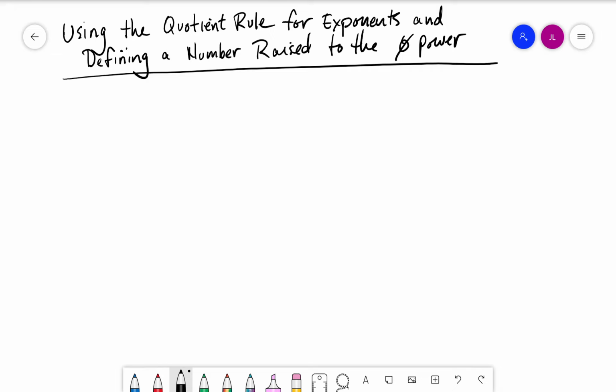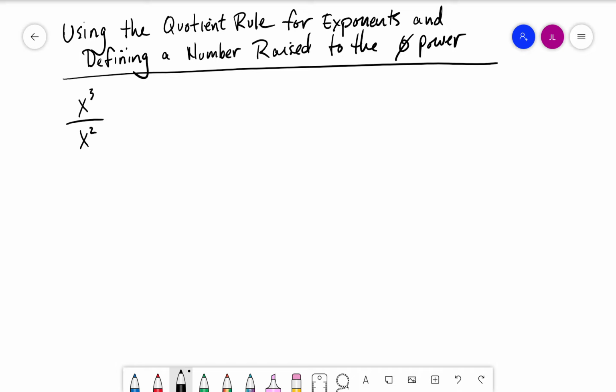So here's a little something about the quotient rule for exponents and defining a number that's raised to the zero power. The first thing we'll look at here is using the quotient rule for exponents. Now, if we want to simplify exponential expressions involving quotients, or we might say fractions, because we're talking about division, you may see something like, what if we have a fraction like x to the third power over x squared?